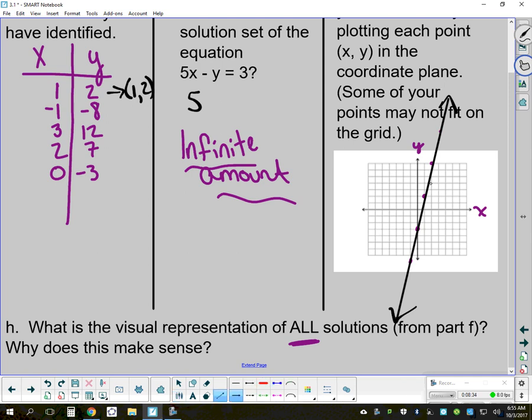So not only are those points solutions, but everything in between them would be, and those aren't going to be pretty points necessarily. They're not going to be integers necessarily. They could be decimals, they could be fractions. And we could continue this on forever. We could make a humongous graph, and as big as we could make it, we would still be continuing it on and finding more and more points.